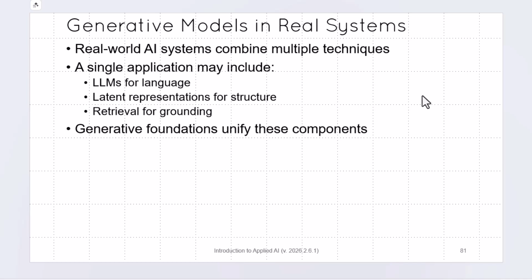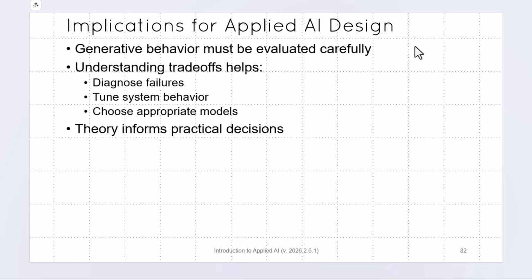Generative models in real systems. Real-world AI systems combine multiple techniques. A single application may include LLMs for the language part, latent representations for structure, and retrieval for grounding. Generative foundations unify these concepts and components.